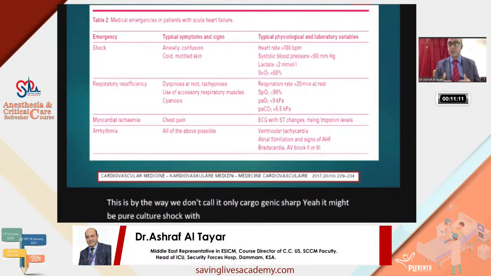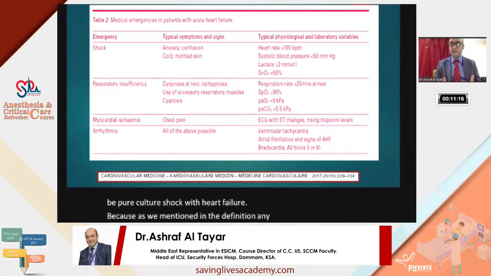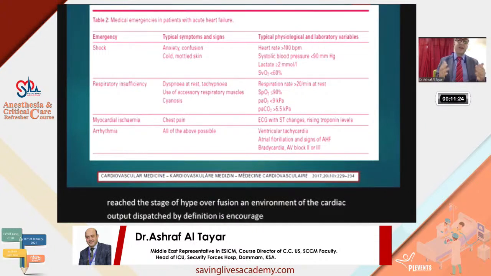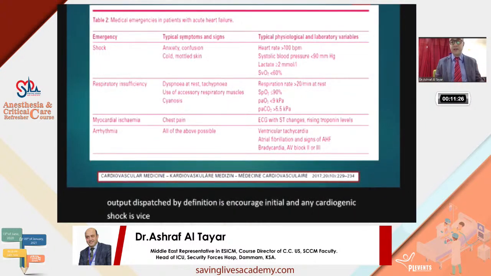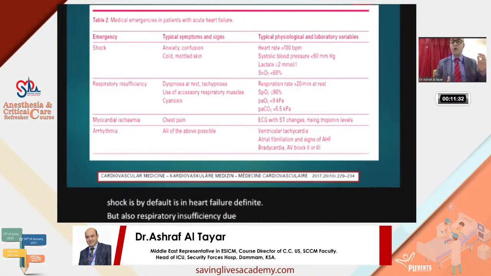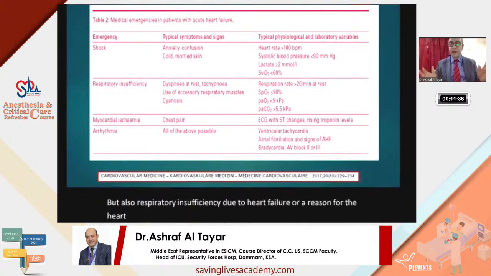Because as we mentioned in the definition, any heart failure, when it reaches the stage of hypoperfusion and impairment of the cardiac output, this patient, by definition, is in cardiogenic shock. And any cardiogenic shock is by default in heart failure, definitely. But also respiratory insufficiency due to heart failure, or a reason for the heart to fail, has to be in mind, and one of the serious conditions that can come together.